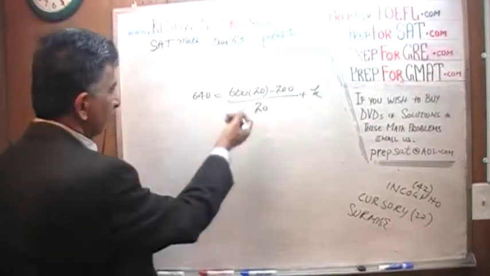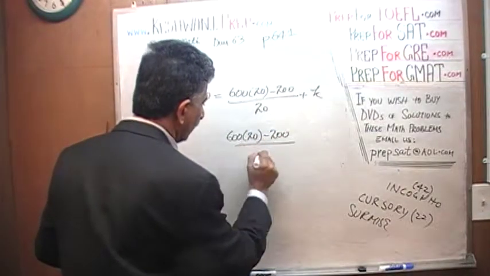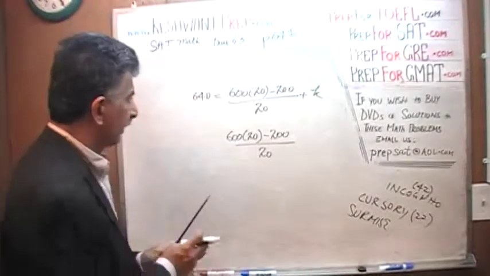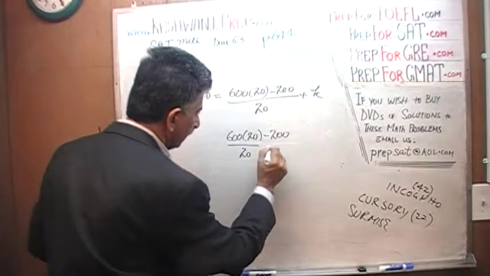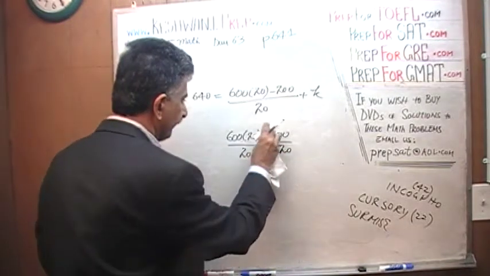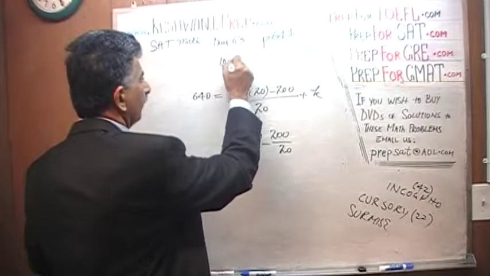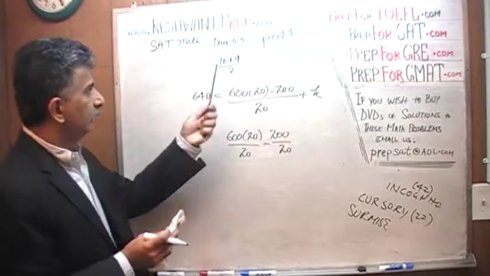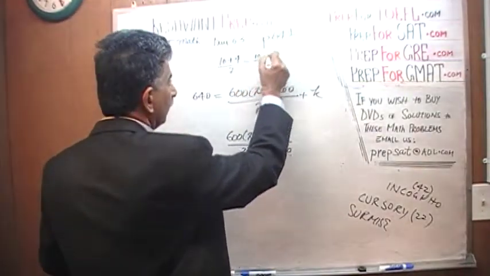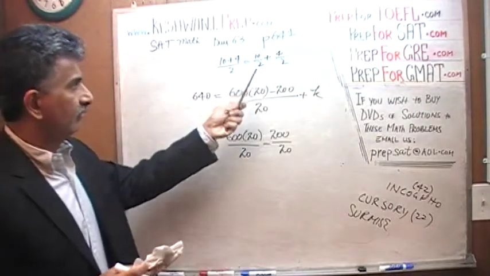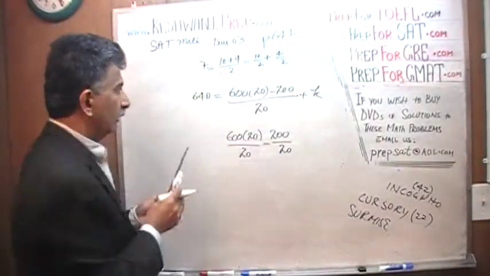Let's just divide this quantity. 600 times 20 minus 200 over 20 can be written as 600 times 20 over 20 minus 200 over 20. You see? For example, 10 plus 4 divided by 2: 10 plus 4 is 14, 14 divided by 2 is 7, and that can be written as 10 over 2 plus 4 over 2. Because 10 divided by 2 is 5 and 4 divided by 2 is 2. So 5 plus 2 is 7, you see? It's still 7. That's what we are doing here.